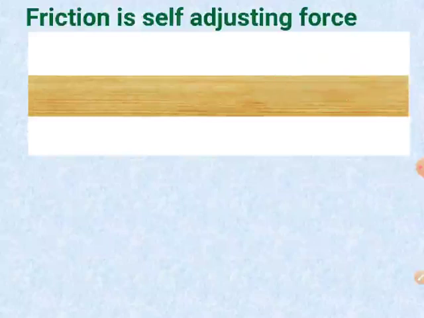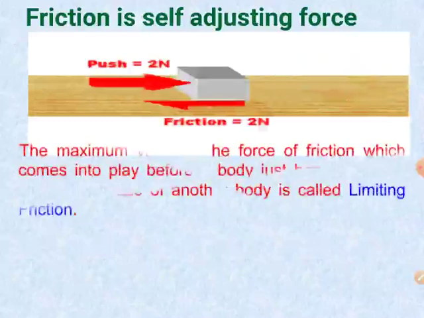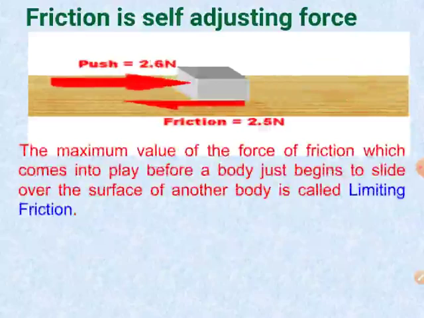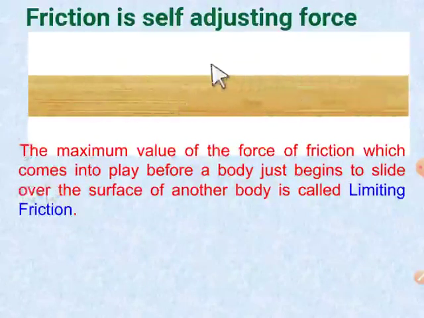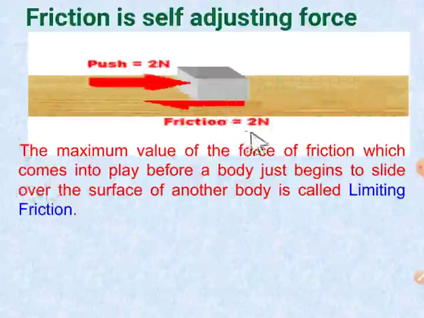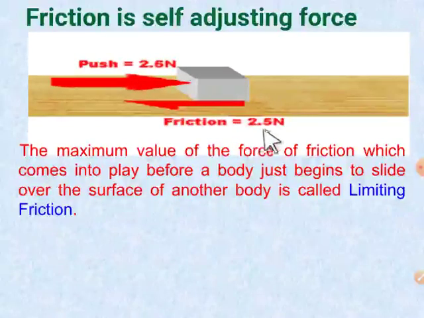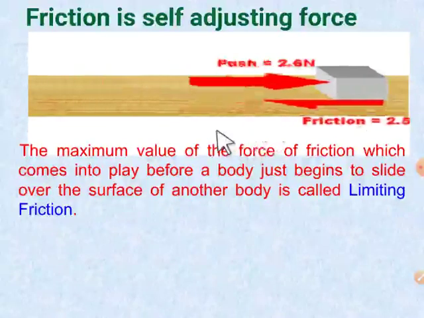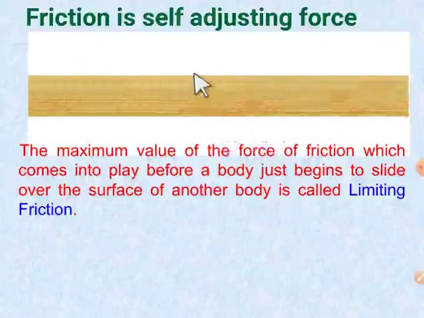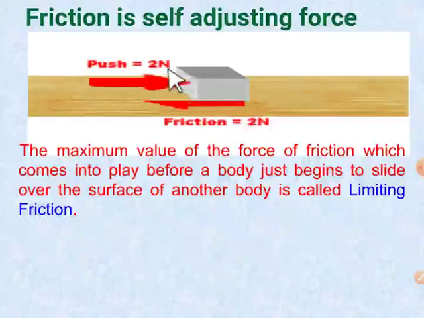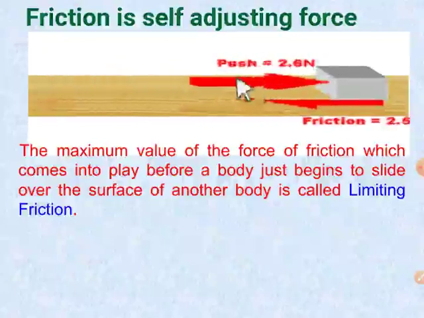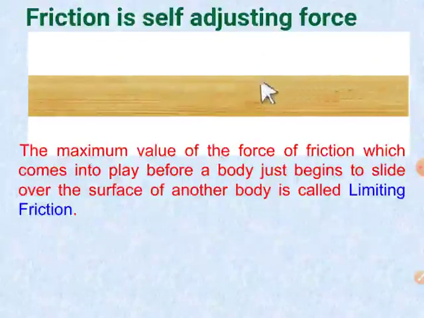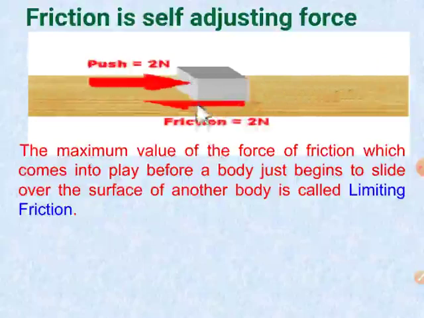Got it? So it will be seen here. Before that limiting friction, before reaching this 2.6 newton applied force, the force of friction, 1 newton, 2 newton, 2.5 newton, these are all static friction. But as soon as it reaches 2.6, the maximum value of static friction, the body starts its motion. So 2.6 here in this example is nothing but the limiting friction.